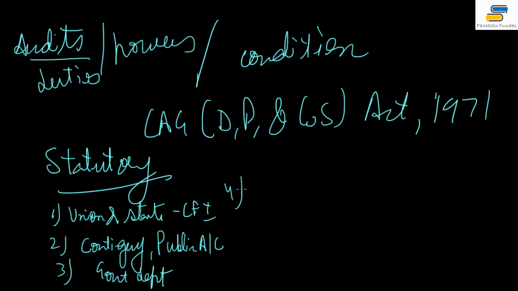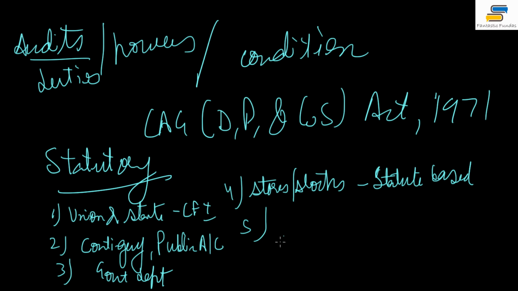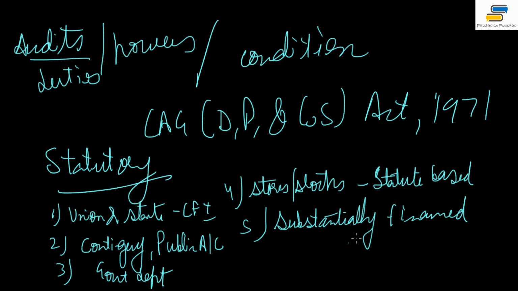Number 4 is all the stores and stocks of government organizations, government companies, government corporations, whatever is related to government, whose statute provides for audit by the CAG. The statute provides for audit, statute based. Then number 5 is all the authorities and bodies which are substantially financed from the consolidated fund of India; all those would be audited by the CAG.